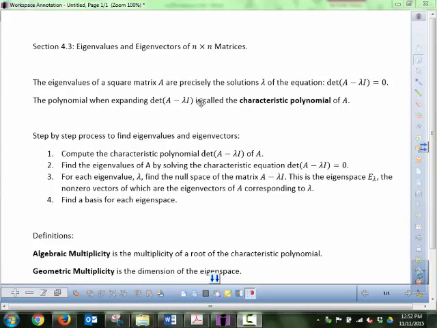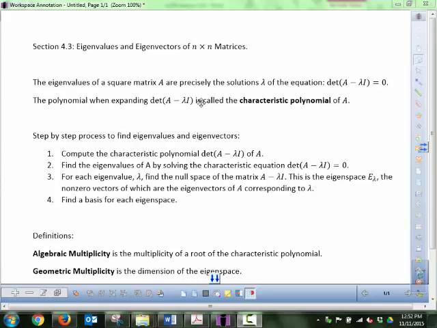Now, a lot of times, an algebraic multiplicity of, say, 2 means that you're going to come up with 2 linearly independent eigenvectors. And so that's going to be your geometric multiplicity. The number of eigenvectors that you get for an eigenvalue will be your geometric multiplicity. Okay? So again, we'll try to make sense out of these definitions and step-by-step processes when we do an example.